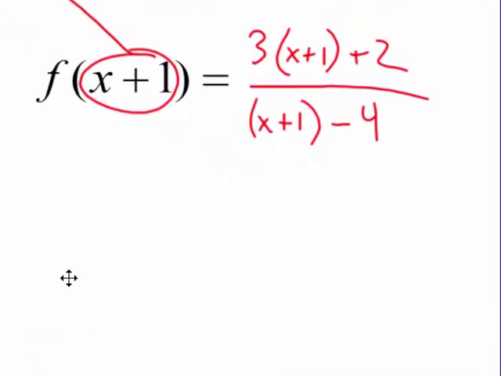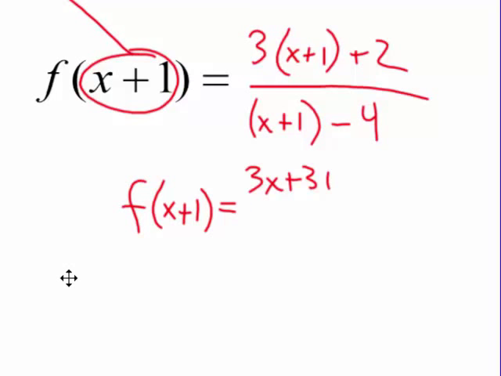Well, let's simplify. So f of x plus 1 equals, I've got to distribute here, 3x plus 3 plus 2 over, well, do I need these parentheses anymore? No, since there's subtraction here, I can just drop the parentheses. So it's really just x plus 1 minus 4, which is x minus 3, right? The 1 and negative 4 make negative 3. And I can combine my 3 and my 2 to make plus 5.